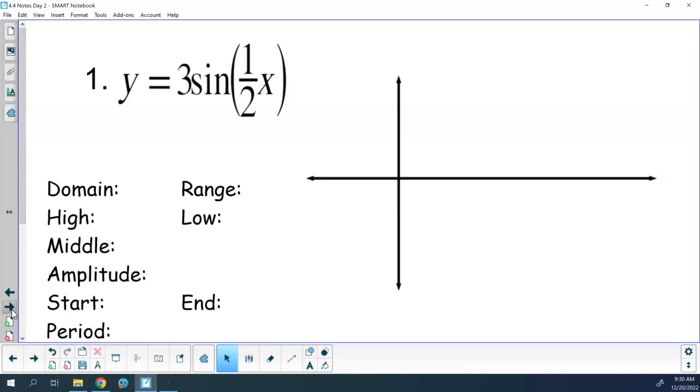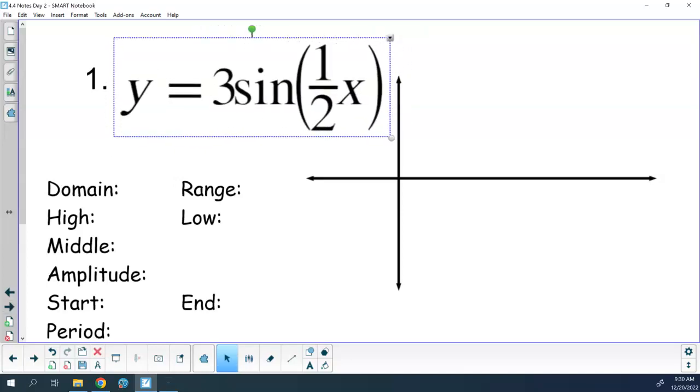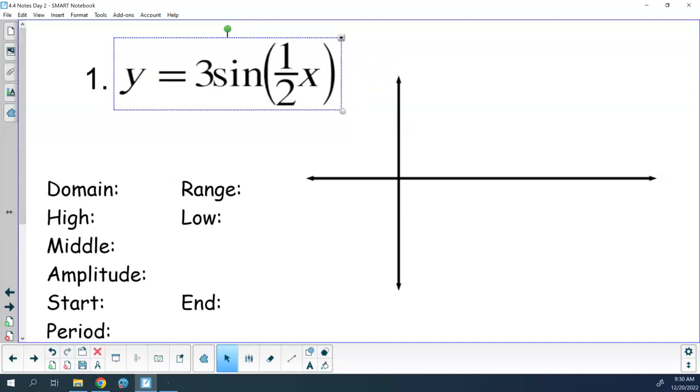Okay? So here is another one. I don't know why it's all kind of goofy. Let's see if I can fix that so it's not so. There, that looks a little bit better.